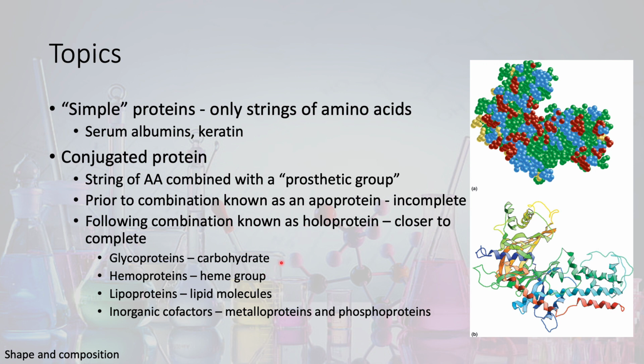So just to quickly review some examples of those, remember, glycoproteins have carbohydrates added to them. Hemoproteins have heme groups. Lipoproteins have lipid molecules added to them. And then still other proteins have inorganic cofactors added to them, like metalloproteins and phosphoproteins.